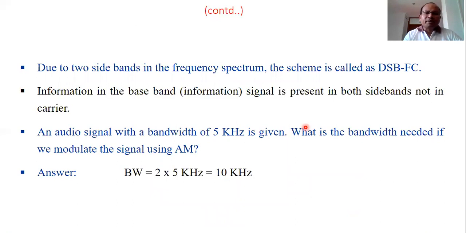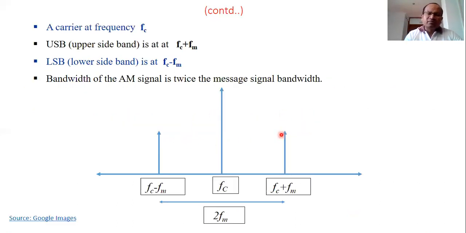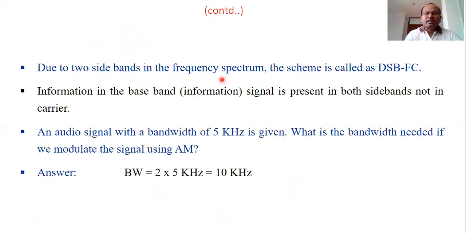Now, why do we call this the frequency spectrum of the full or complete AM signal? Because in a complete AM signal, we know that there are two sidebands and a carrier, and therefore two sidebands are there in the frequency spectrum. This scheme is called DSB-FC. So is this the frequency spectrum of a complete AM signal?